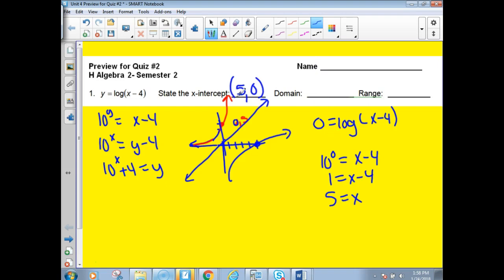The domain of a logarithmic function, this is your log function. This is the one that's y equals log x minus 4. The domain is from 0 to infinity, non-inclusive of 0, and the range is negative infinity to infinity. Okay, these would be flipped if you were talking about the exponential function.